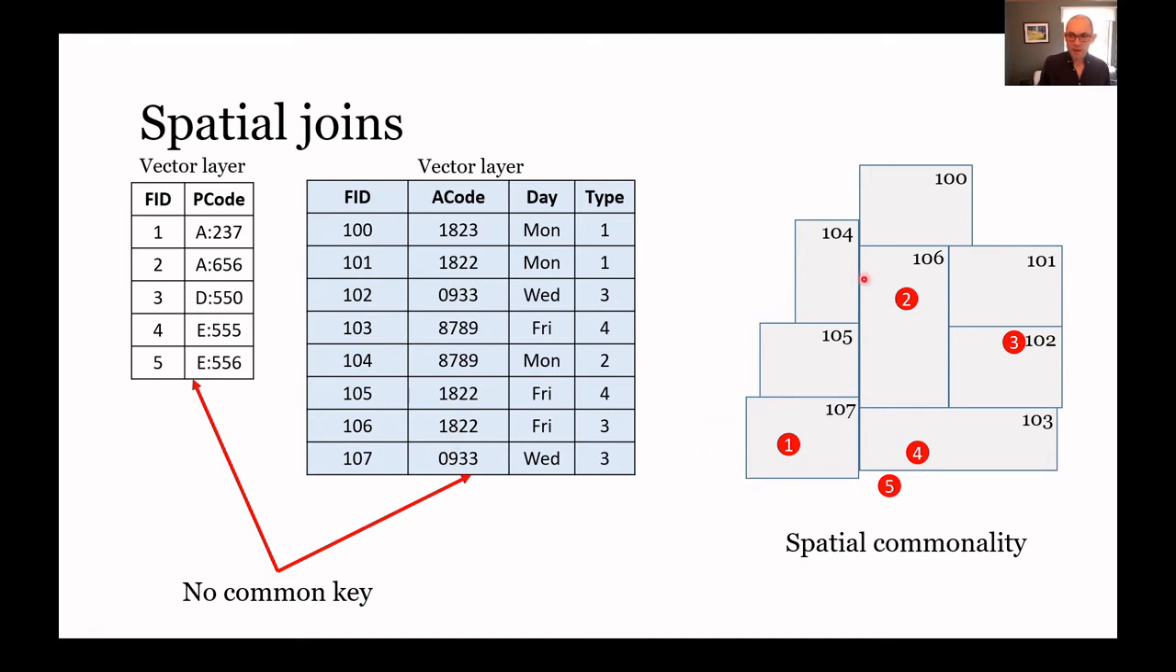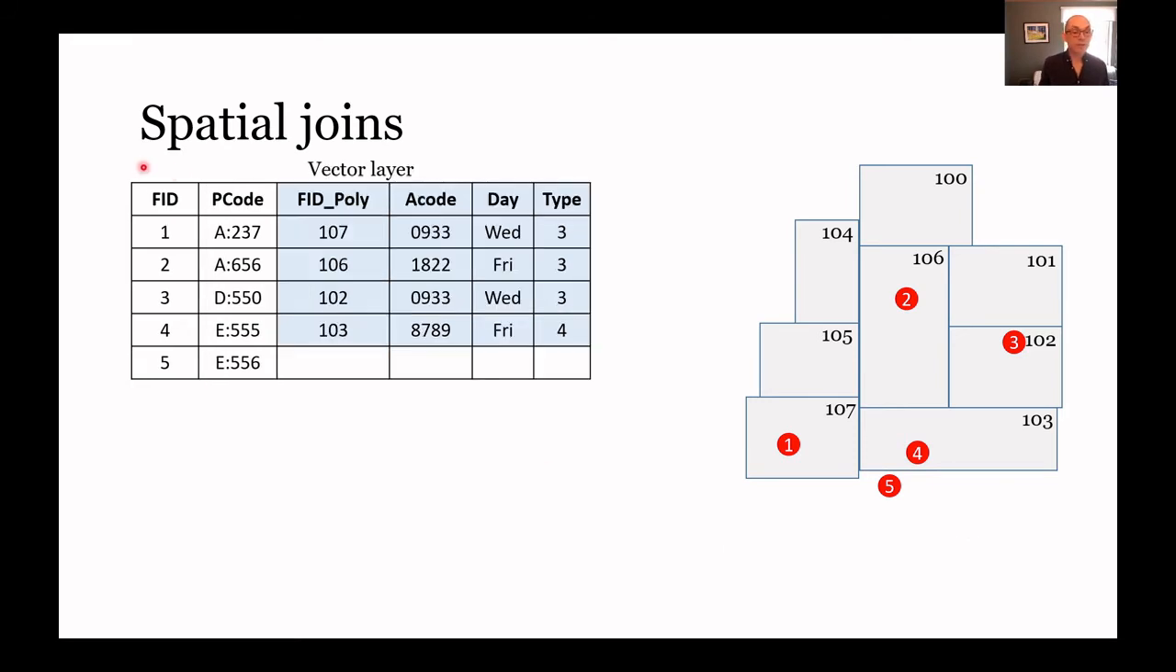But in the map, in the spatial domain, there is commonality. We can see that 1 is within 107, 2 is within 106, 3 is within 102, and 4 is within 103, and 5 is out there on its own. And so we can spatially join the data where we look at this spatial relationship and say 1 is within 107, so it inherits the data from 107. 2 is within 106, so it inherits the data from 106, and so on.